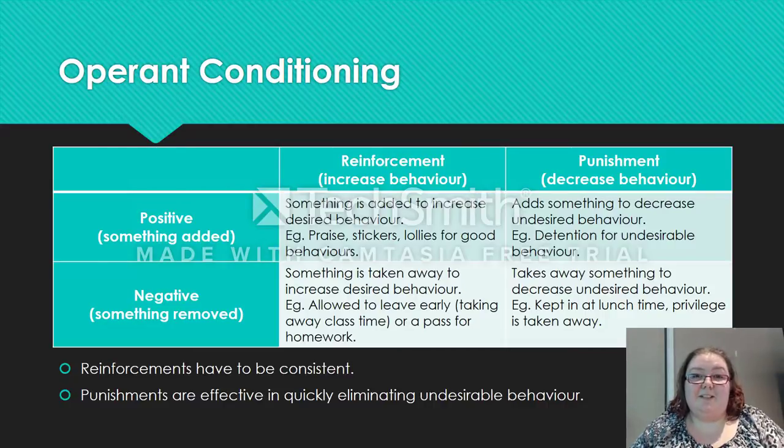So, positive reinforcement adds something to increase the likelihood of a behaviour, such as praise, merit stickers, or lollies. Negative reinforcement takes away an often unpleasant thing as a reward for desired behaviour. Examples of this are being able to leave class early or a homework pass. Positive punishment adds something to decrease an undesired behaviour. An example of this is students being given detention.